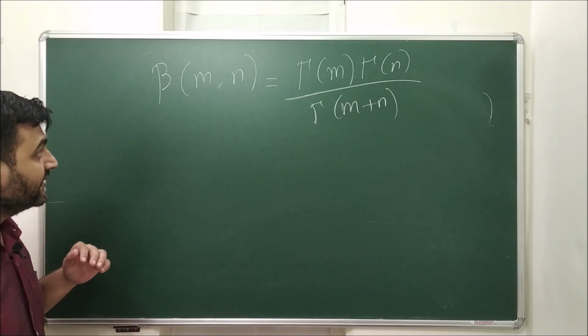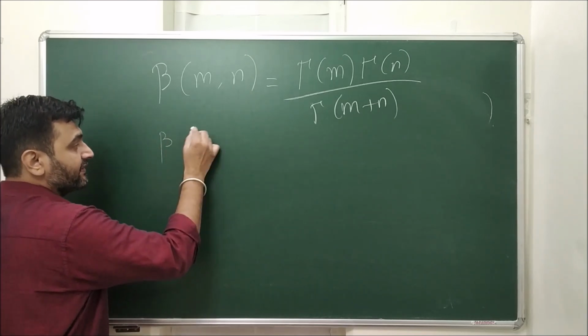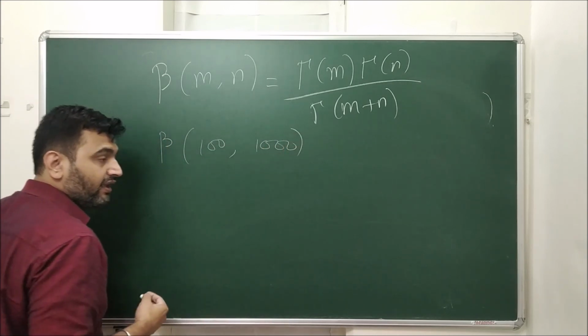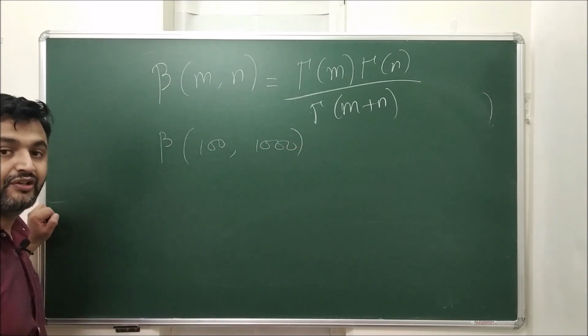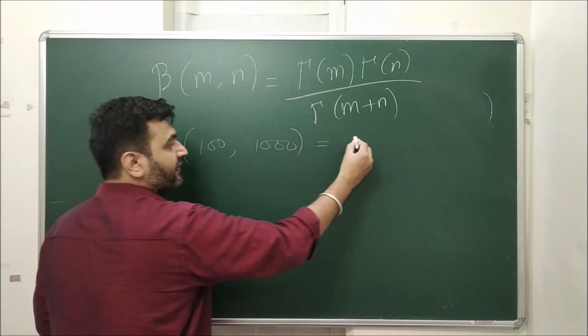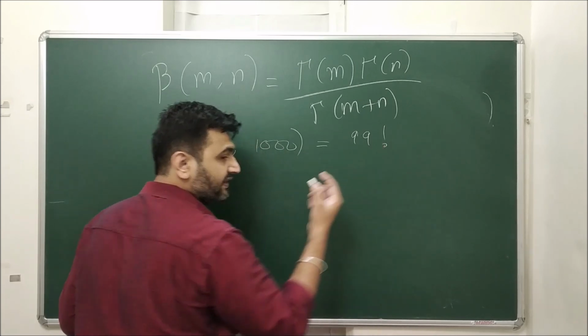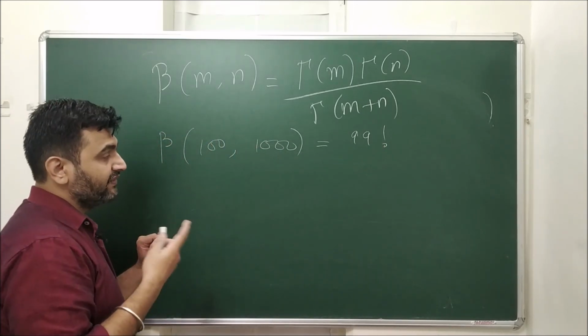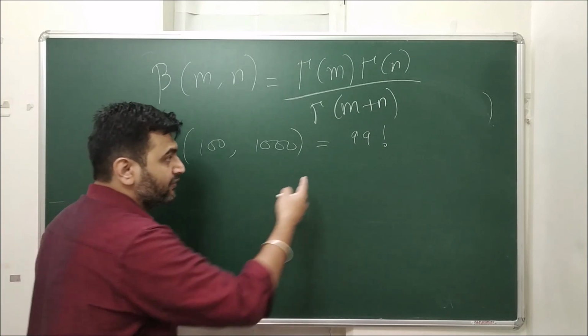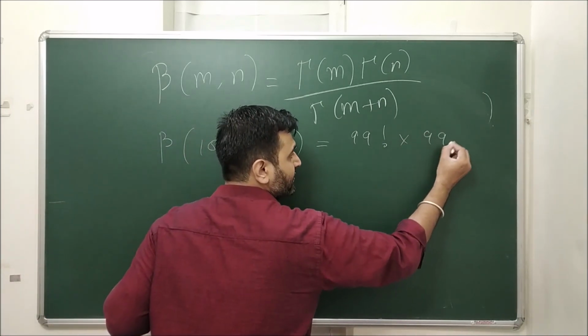And now you can see things become very much easier if someone asks you what is beta of 100 comma 1000. If you go by the definition, it will take a hell of a lot of time, right? But here, what is gamma of 100? I know from my earlier lecture that for a positive integer, gamma of 100 is nothing but you subtract 1 and give a factorial sign.